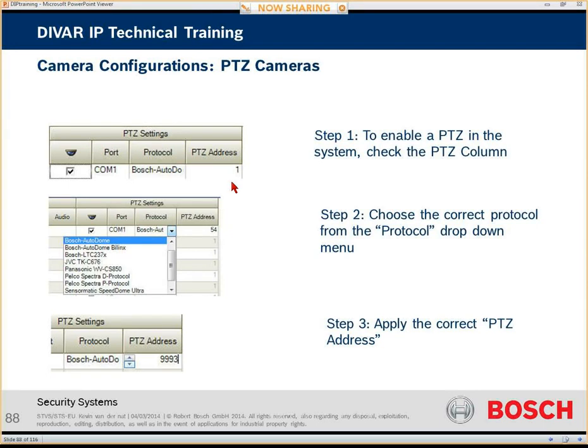If we start looking into the pan tilt zoom settings, the first thing that we have to do is mark the checkbox under the dome icon to enable that this is actually a PTZ camera. Then the second thing we have to do is to say on which port this is connected, and what the protocol is. Generally, if we have a Bosch camera connected, it will be either with the Bosch Autodome protocol, or if it's a BICOM connection, with the Bosch Autodome BiLinks protocol.